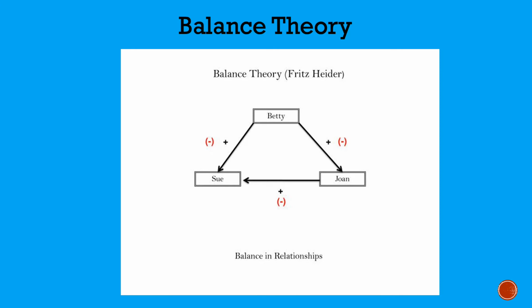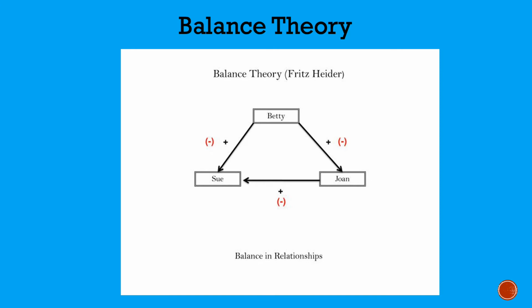Everybody's on the same page, everybody likes each other, so there's no pressure to change anything. If all of these signs were negatives, that would also be balanced. If Betty didn't like Sue or Joan, and Sue and Joan didn't like each other, once again, there's no problem because there's no pressure to change anything. Everybody's happy, nobody likes each other, and they don't have to hang out together.